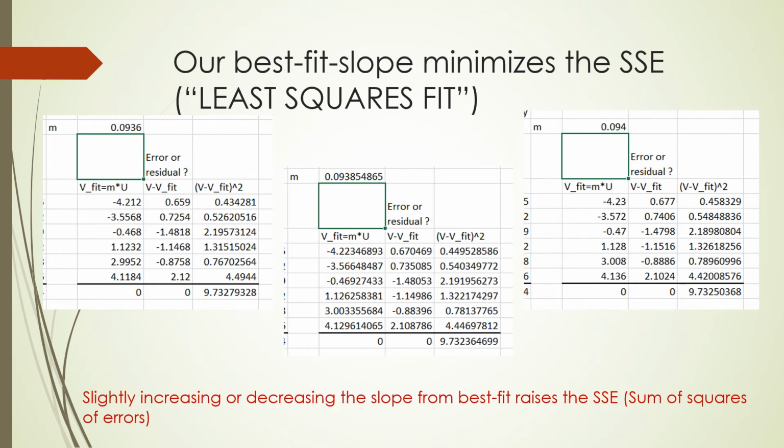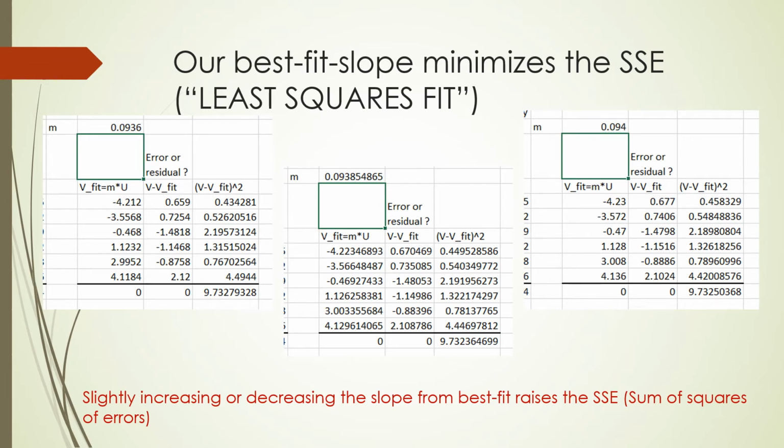In the middle, I've shown the calculation. M is the slope, the best fit slope, and the SSE is that last column ending with 9.7323. On either side, I've repeated the calculation of the SSE, but I've changed the slope. On the left, I've made the slope lower, and on the right, I've made the slope higher. But in both cases, the SSE went up a little bit. So the middle slope, the best fit slope, is the slope that minimizes the SSE, or is the least squares fit.